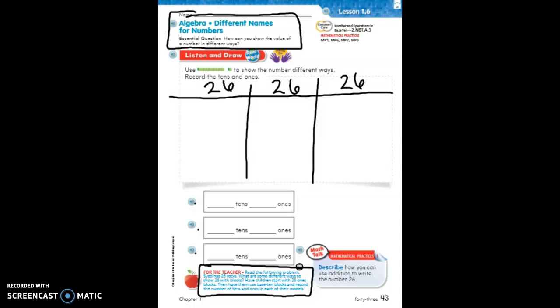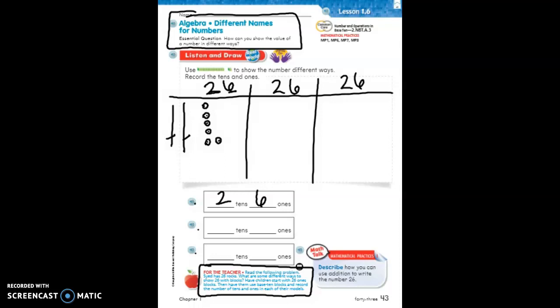So the first way we know is drawing a quick picture of 2 tens. There's a 2 in the tens place and 6 ones. 1, 2, 3, 4, 5, 6. Remember, when we draw quick pictures using base 10 blocks, we use sticks, the straight lines for tens, and quick little circles for our ones. Now down here we can write that in. That's 2 tens and 6 ones, and that equals 26. 10, 20, 21, 22, 23, 24, 25, 26.